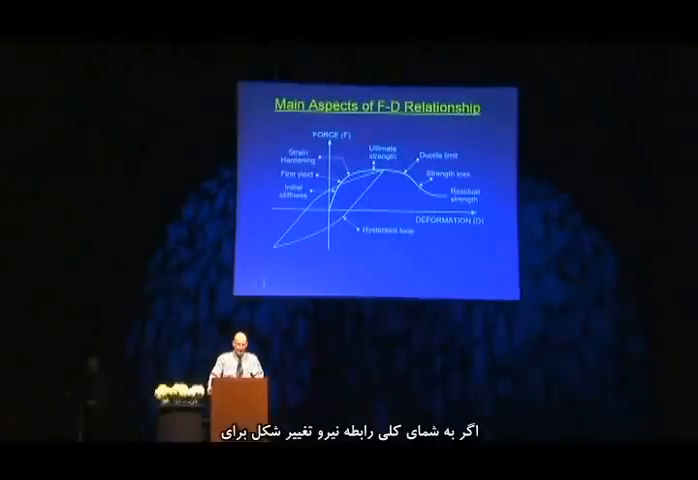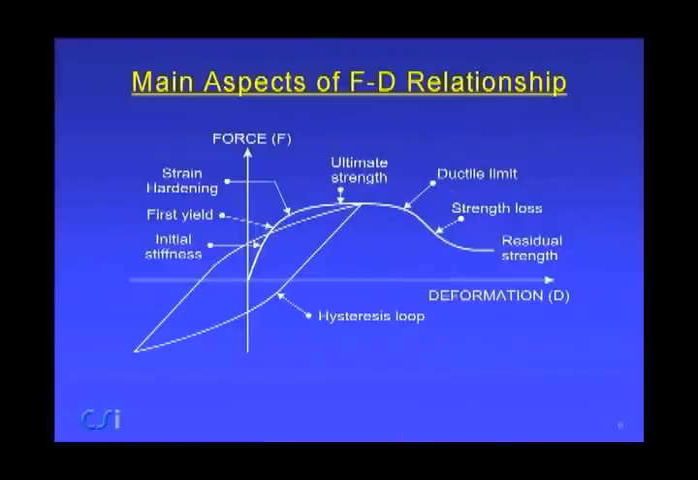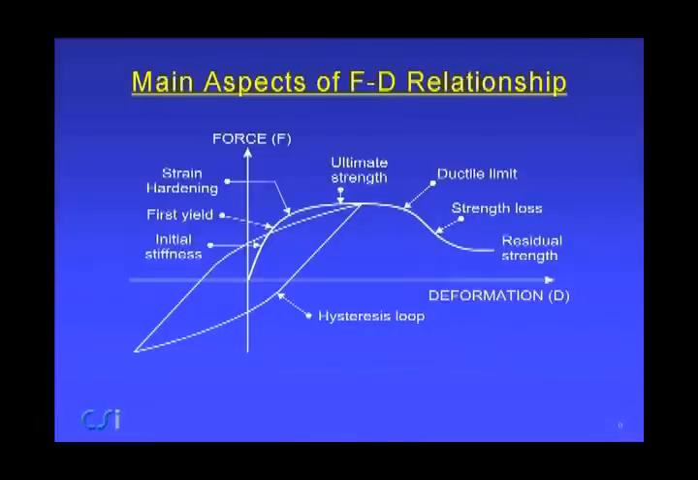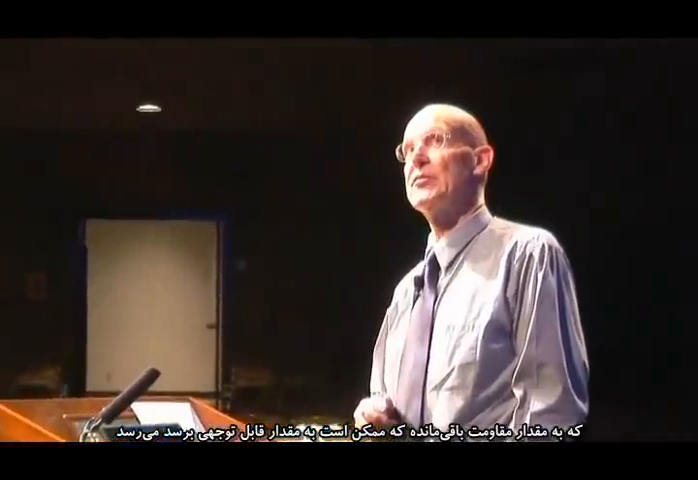So if you look at the main aspects of a force-deformation relationship for a component or perhaps a structure, we have the initial stiffness. Somewhere in here, it may not be a well-defined point, there'll be first yield. There'll be then a region of strain hardening typically. You then reach some ultimate strength value. At a certain point, you'll use up the ductile capacity of the structure and reach some ductile limit. There'll be then strength loss. It may reach a residual strength value, which goes on for some considerable distance. And basically, those are the essential features if you were to apply monotonic loading.